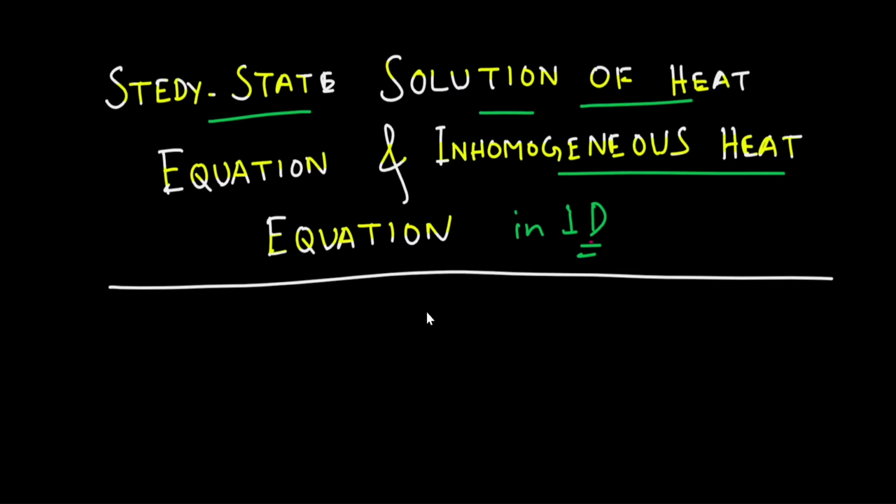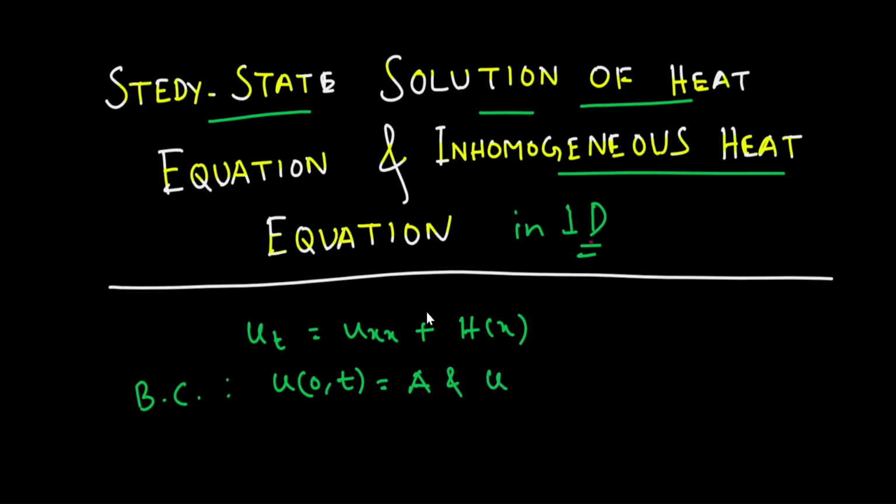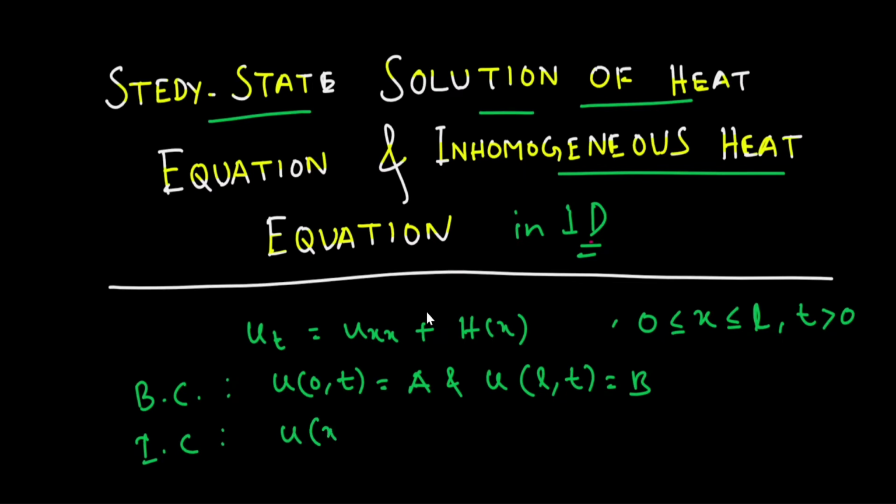First, we consider a heat equation, that is u_t equal to u_xx plus h(x), where the boundary conditions are u(0,t) equal to A, and u(L,t) equal to B, and here 0 less than or equal to x less than or equal to L, and t greater than 0, and the initial condition is u(x,0) equal to f(x).